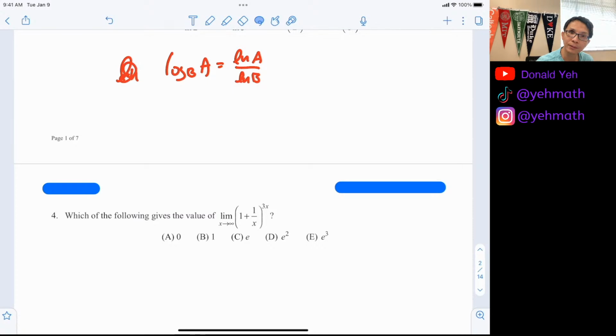For those who say 1 to infinity is 1, what the heck? Because if you put infinity, it's 1 plus 0 for the 3 times infinity. I still think it's one of the things that we can't do. Remember, it's an indeterminate form.